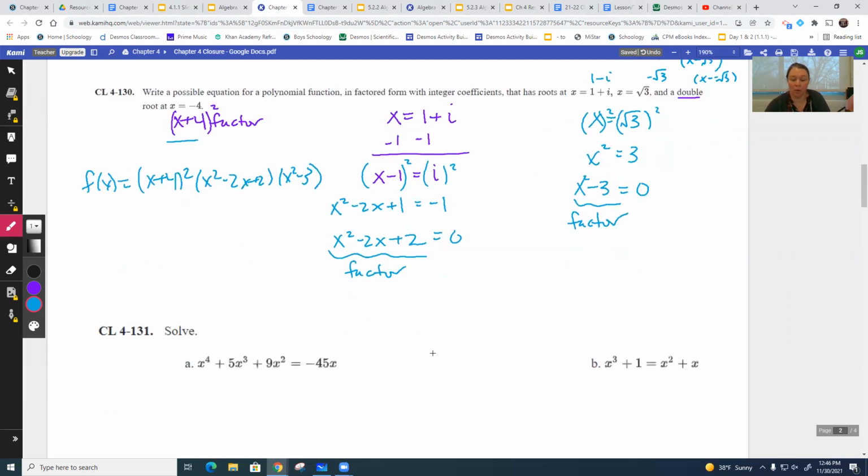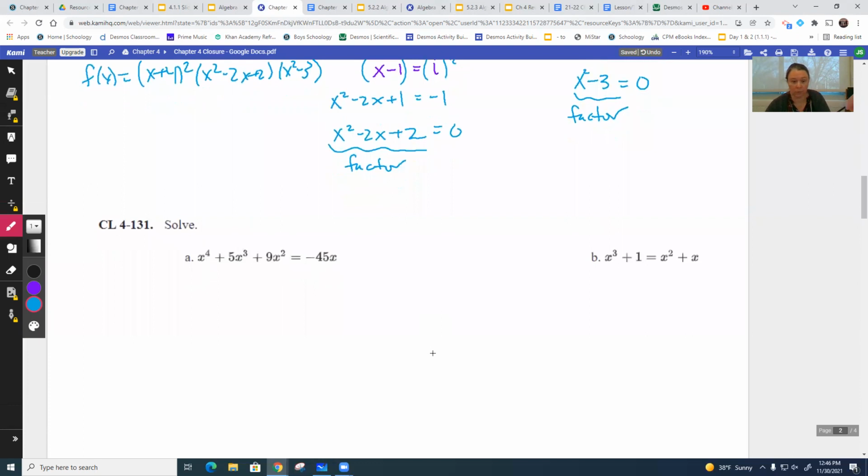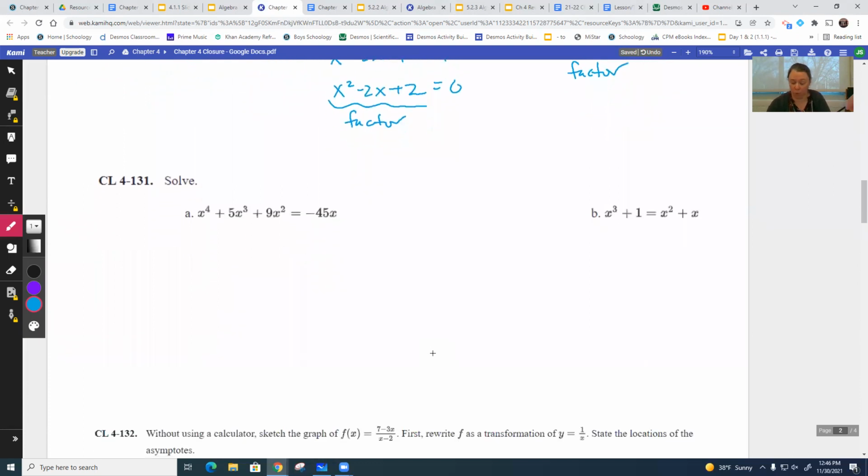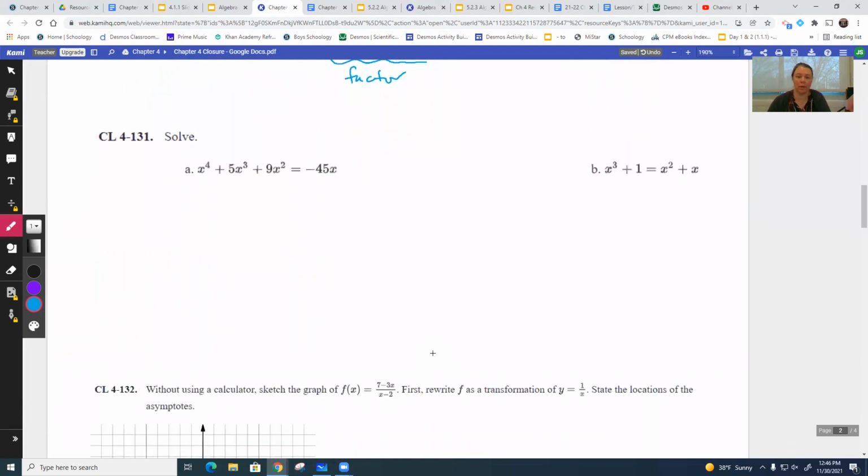All right, so 131 we want to solve. So first, I think for 131, I would add this 45x to both sides. So I'd have x to the 4th plus 5x cubed plus 9x squared plus 45x equals 0.